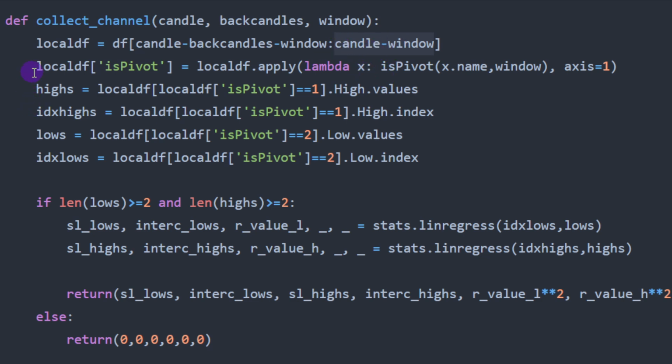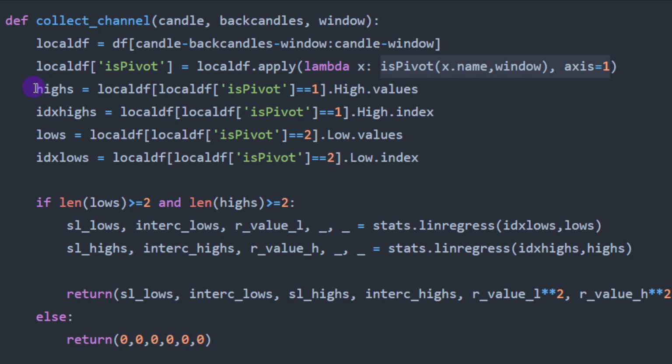Then we can create a new column in our local data frame. It's called isPivot. We apply the isPivot function again. In this case, it might not have been needed because this column is already in the larger data frame, but we're thinking about the future if we're going to use such a function for real trading. So we might want to simply call it, and it will be every time collecting data from the market and calculating the pivot points for these candles.